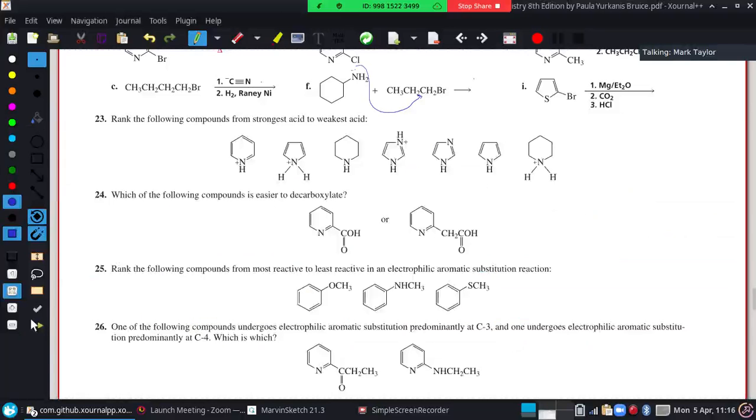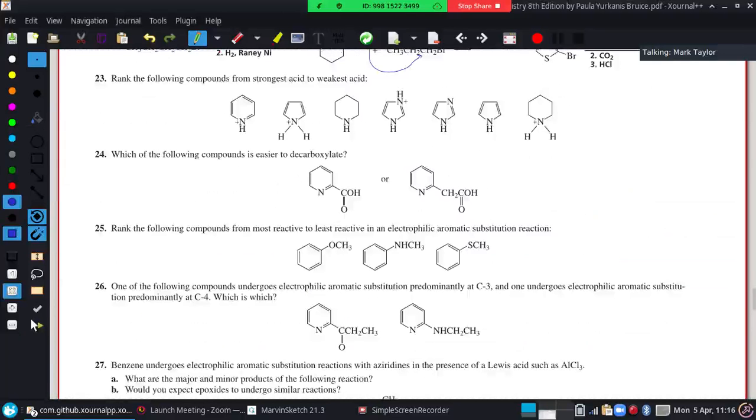All right. 23, we're ranking strongest to weakest. Well, that should be kind of easy at first because I do have some positive species. So I know all of my positively charged species would be the most acidic. However, that second one there, if I lose one of those, that ring becomes aromatic. So that is the strongest.